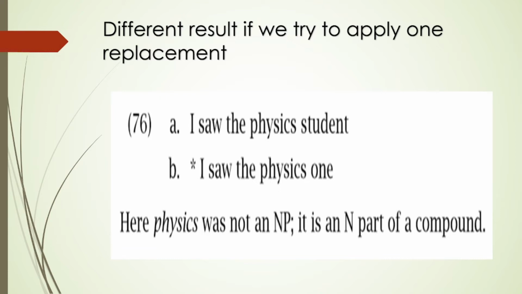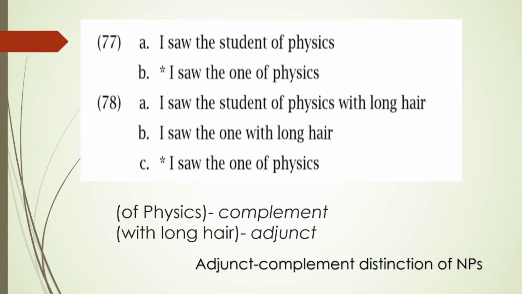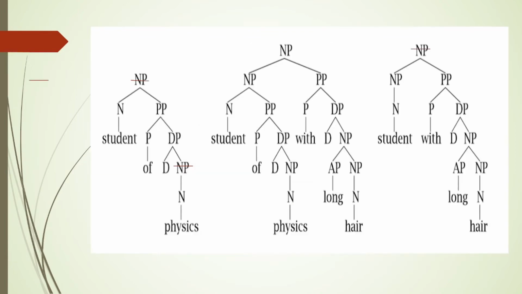So we have an adjunct-complement distinction in NPs. Of physics is a complement, while with long hair is an adjunct. An adjunct in English is a word or phrase or clause that modifies something in a sentence and can be taken out of it without changing its core meaning. There are only 2 NPs in student of physics, but there are 5 NPs, or noun phrases, in student with long hair. This is reflected in the number of NP nodes in the trees that you are seeing now.